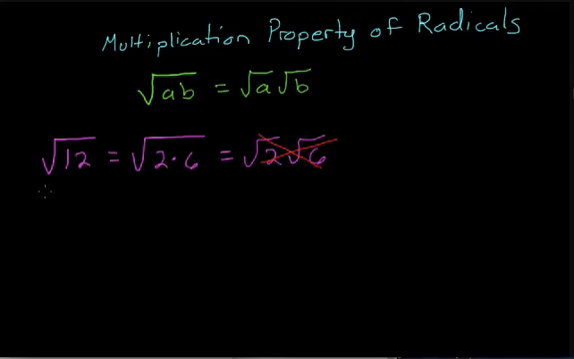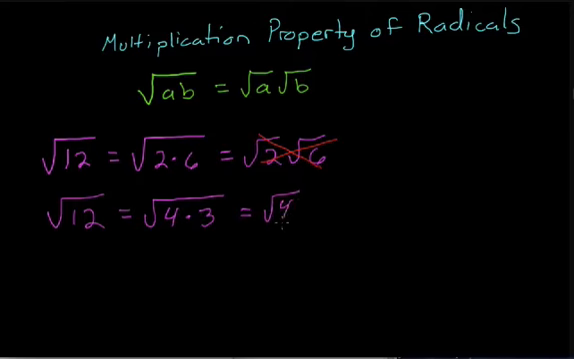However, if we were to rewrite the square root of 12 as the square root of 4 times 3, well, now does this property help us to simplify the expression underneath the radical sign? Well, let's see. This is going to be the square root of 4 times the square root of 3. And sure enough, the square root of 4 is a rational number because 4 is a perfect square. The square root of 4 is 2.